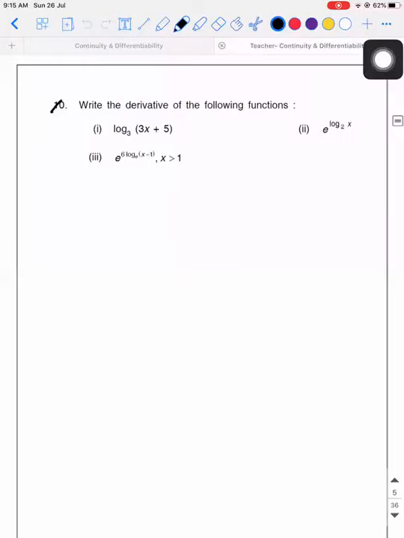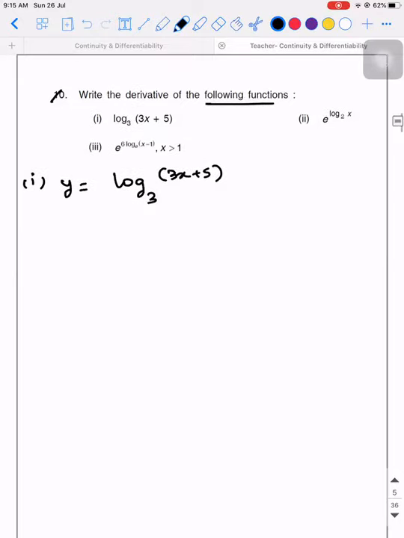So write the derivative of the following functions. How many of you could solve this? The first one is y is equal to log of 3x plus 5 base 3. So what is the expected answer? We think the answer is 1 by (3x plus 5) into 3. Am I right? So that's what you would have thought.